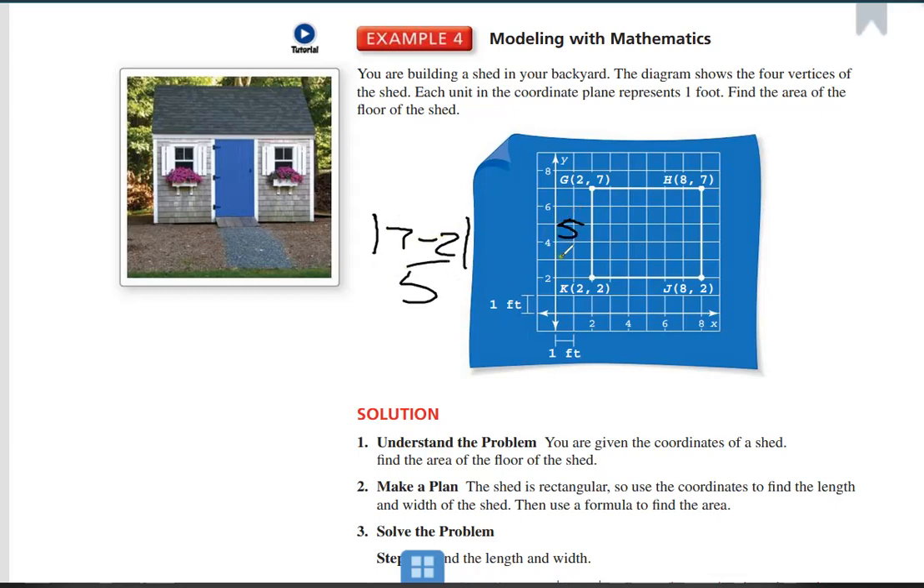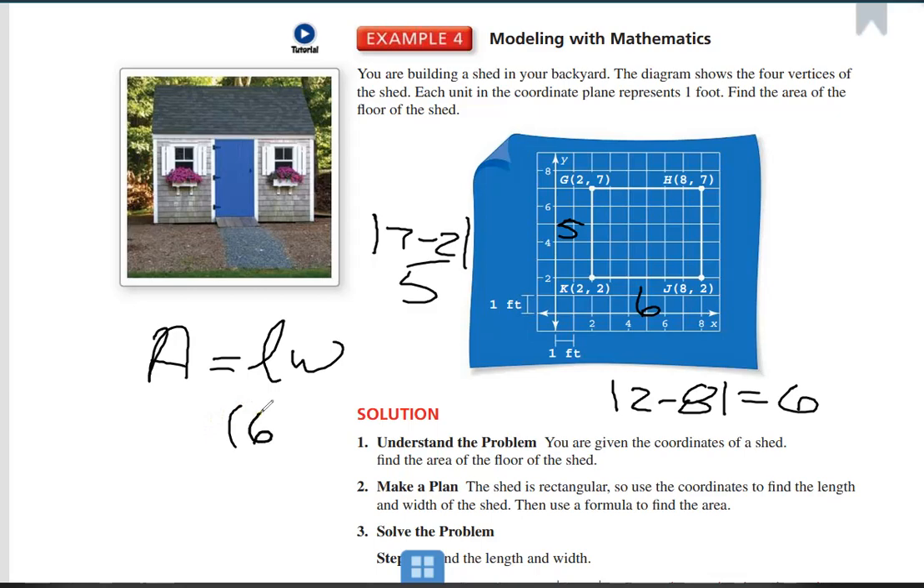Also, of course, since it's graphed, we could count the squares, right? See, 1, 2, 3, 4, 5. We're going from 2,2 to 8,2, so that's the absolute value of 2 minus 8, which is 6. Now I've got a rectangle. I can multiply length times width. The area is length times width. So the length is 6 and the width is 5. So that's 30. Now I'll check my units. Each unit represents 1 foot, so this would be square feet. That's how I tell.